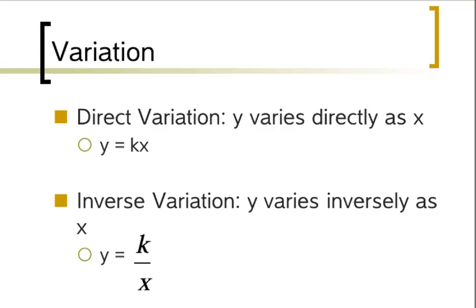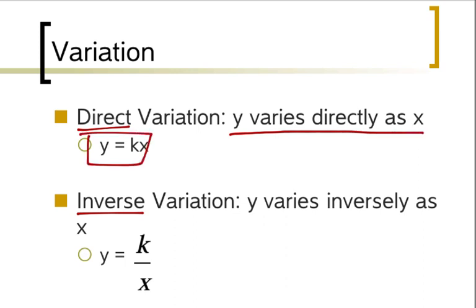In this final lesson, we're going to take a look at variation. There's two types: direct variation and inverse variation. So it'll say in the sentence, "y varies directly as x," and that would look like this. And then in the second type, it'll say "y varies inversely as x." So it spells it out for you whether it's inverse or direct.